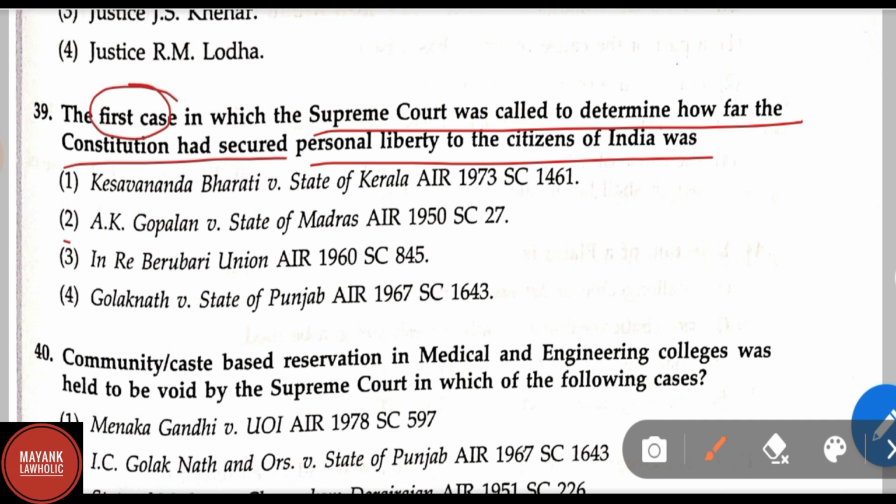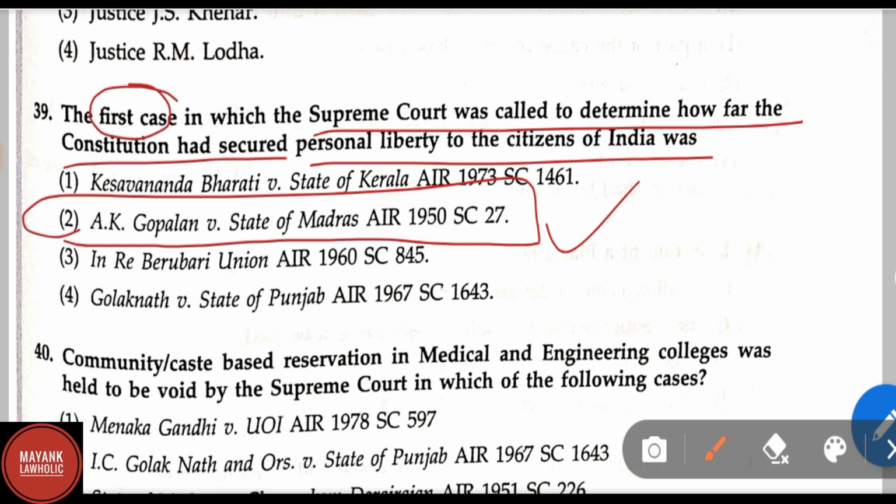The first case in which the Supreme Court was called to determine how far the Constitution had secured personal liberty to the citizens of India was, correct answer here is option number 2, A.K. Gopalan vs. State of Madras, AIR 1950. This is the correct answer and this was the first case.